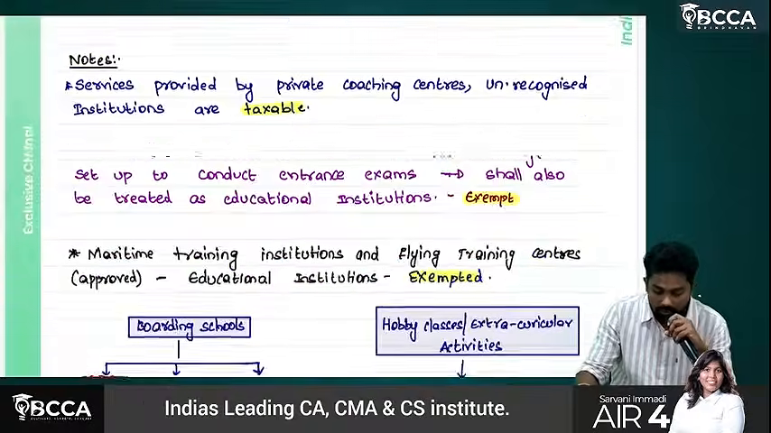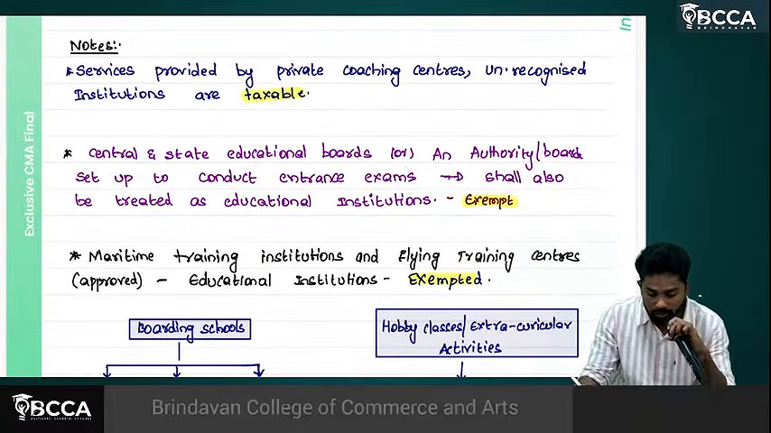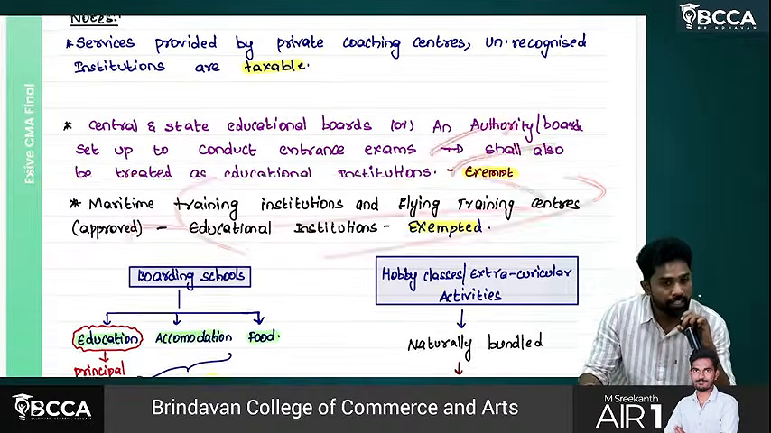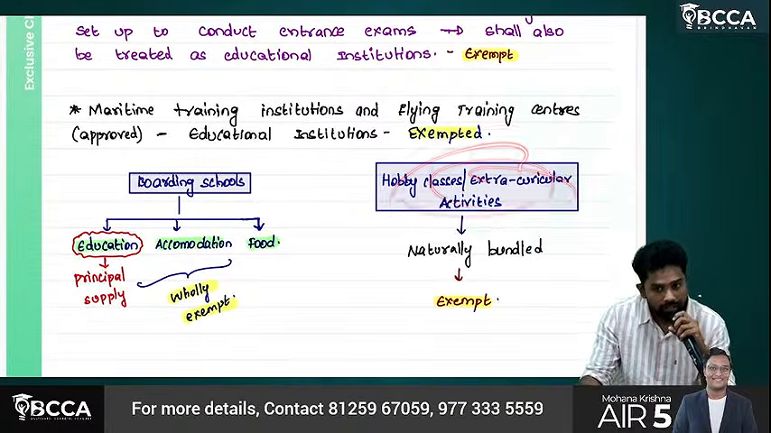Educational institutions, 3 types. Then central and state educational boards, their services also exempted. Maritime training and flying training institutions, exempted. Boarding schools, exempted. Hobby classes and all, exempted.